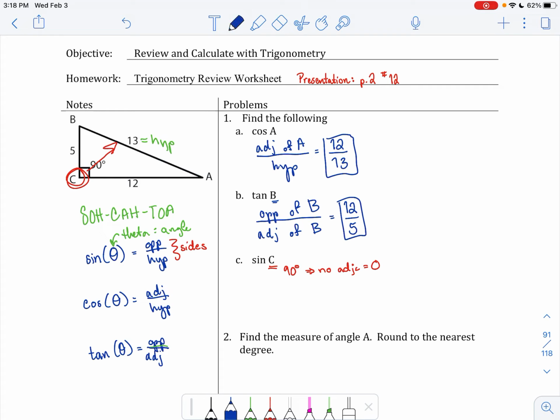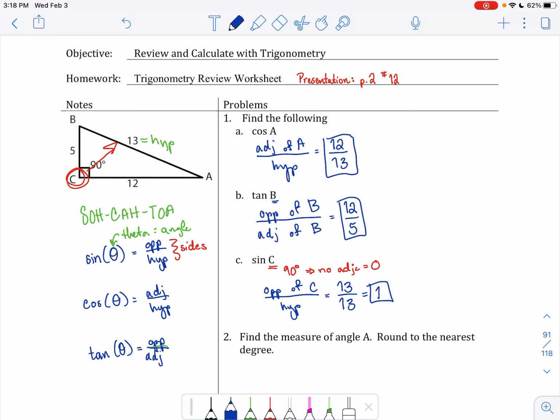However, there is an opposite. In this case, the opposite of C over the hypotenuse happens to be the same thing. So we've got 13 over 13, which equals 1. And actually, the sine of 90 degrees, no matter what the triangle is, will always equal 1, because then the hypotenuse and the opposite are always going to be the same.